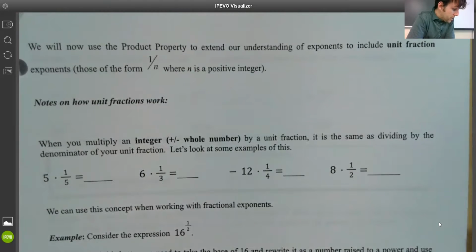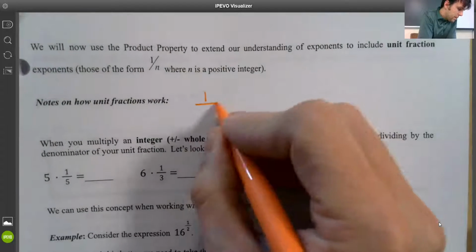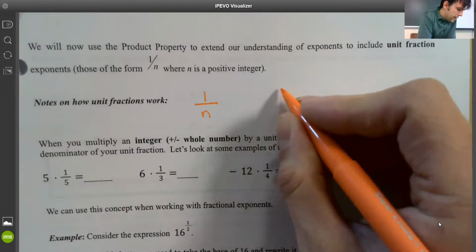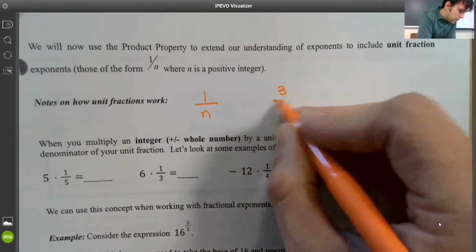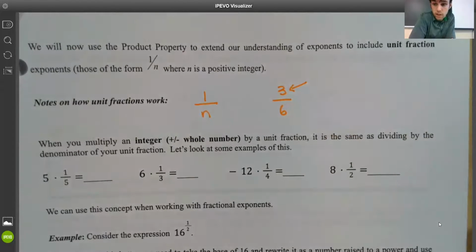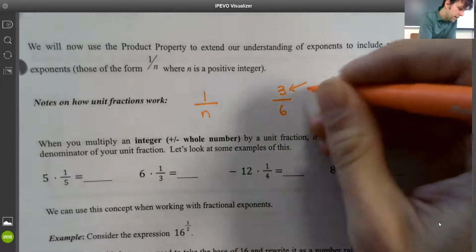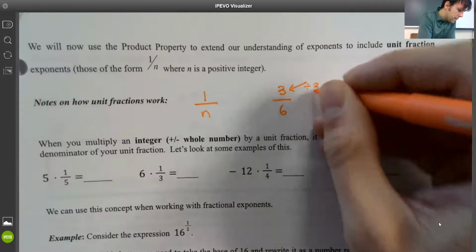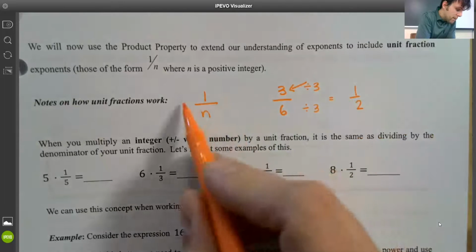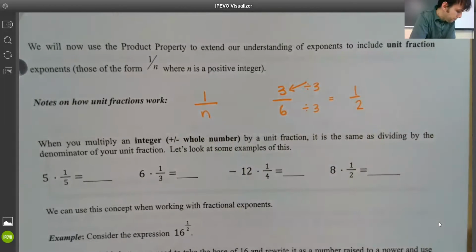Quick note on how fractions work. The number on top, the number on the bottom. Whenever we have a unit fraction, this will never be able to be simplified. But for other fractions, say we had something like 3 over 6, this is not a unit fraction. Unit fractions have to have a numerator of 1. So this could simplify. We can divide both the numerator and the denominator by 3, and that would give us 1/2. So we're going to be focusing on fractions that can be written as unit fractions, like this one here.